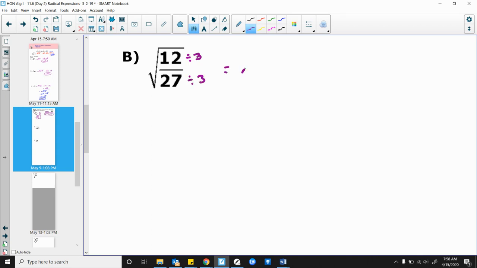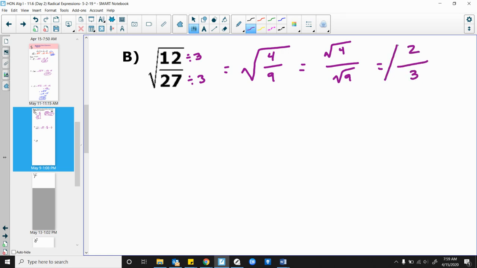All right, so then this is going to become the square root or radical of 4 over 9. Okay, square root of 4 over 9, it's simplified, so I can go ahead and put square root of 4 over square root of 9. Square root of 4 is 2, square root of 9 is 3. My answer ends up being 2/3.